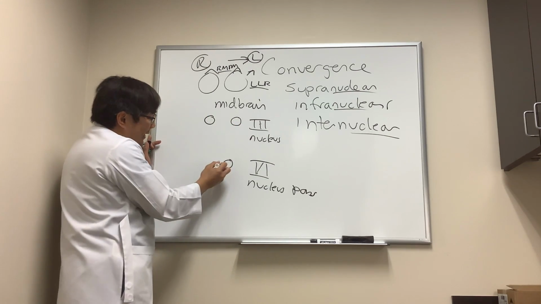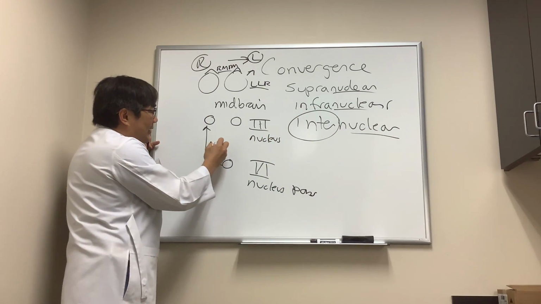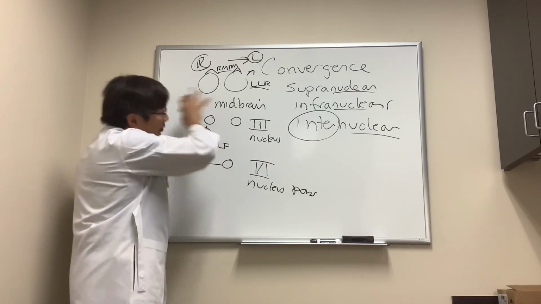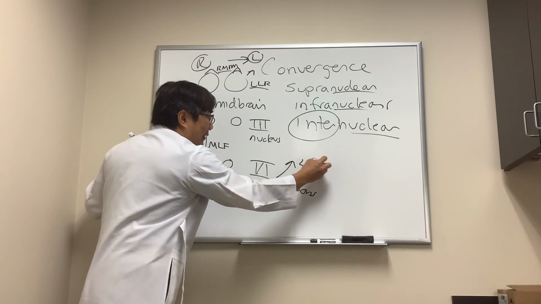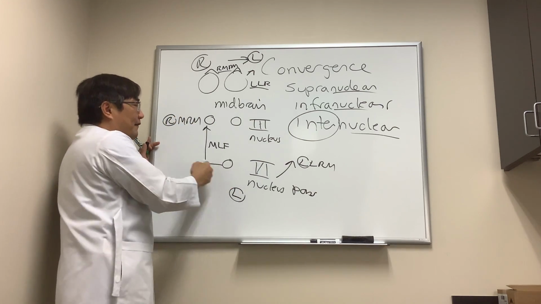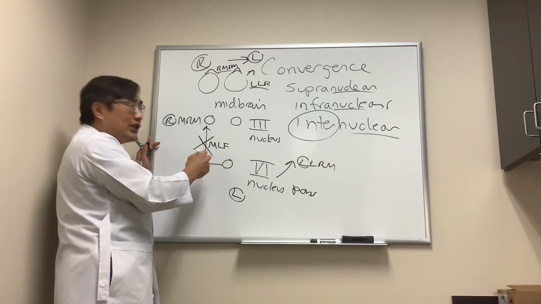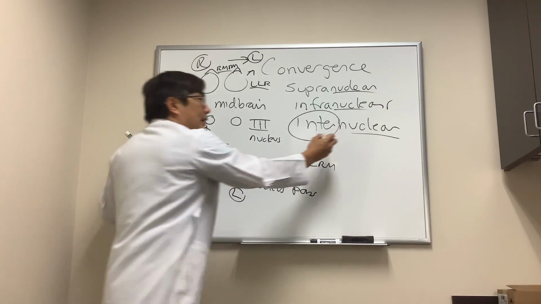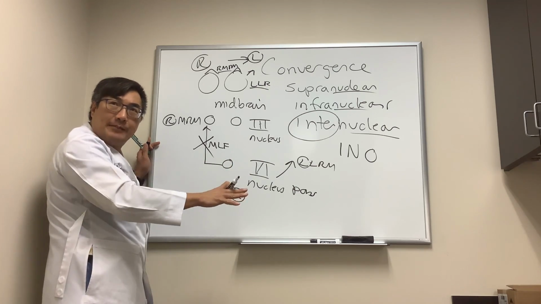And the way he does that is with an interneuron, and that interneuron is called the medial longitudinal fasciculus, MLF. So in order to get both eyes to look to the left, the sixth nerve nucleus must talk to the left lateral rectus muscle and the contralateral right medial rectus muscle via the interneuron, the medial longitudinal fasciculus. And so if you have a lesion in the MLF, you'll get an internuclear ophthalmoplegia. The two nuclei are 6 and 3, internuclear, between the two nuclei.